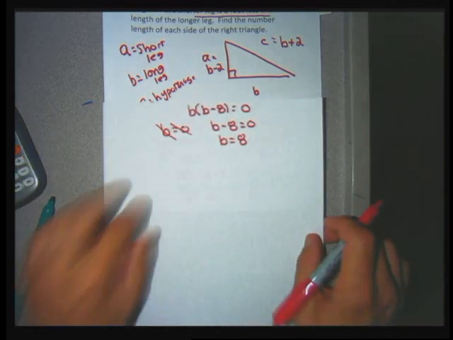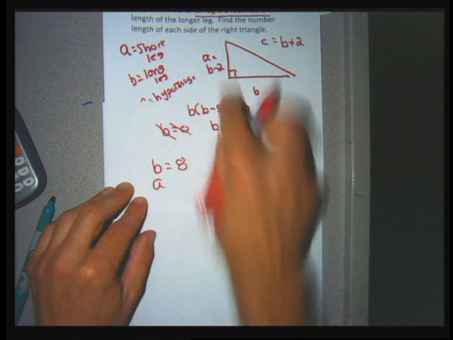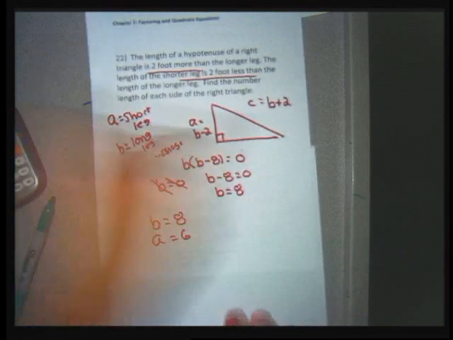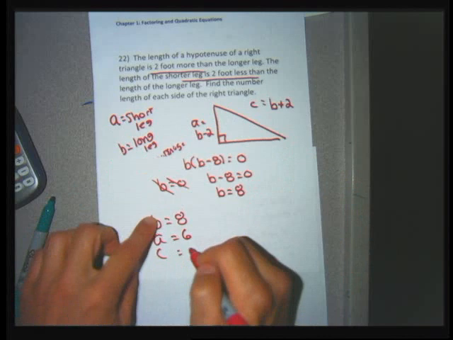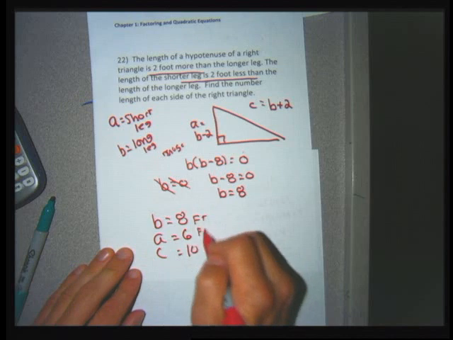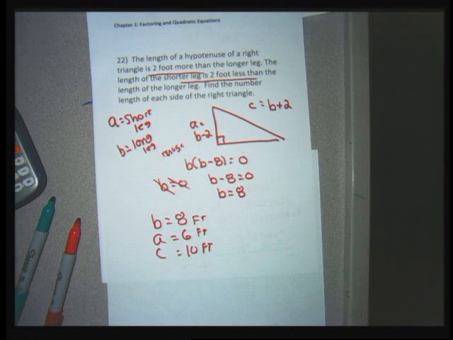So I'm almost ready to answer the problem. B is 8. A is b minus 2, so it's going to be 6. And C is b plus 2, which is going to be 10. And then the word problem says these are in feet, so I might as well tack the word feet onto these. So these are a little bit harder than the rectangle problems. I think the last group of triangle problems actually get easier than these two. But they're different, which could also make them harder. And maybe it's about the same.